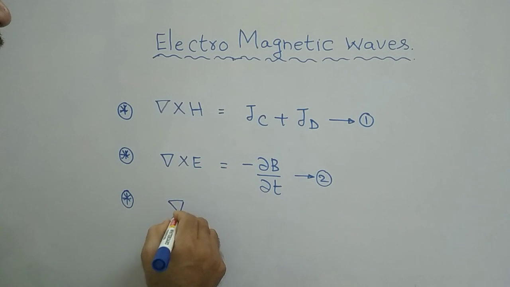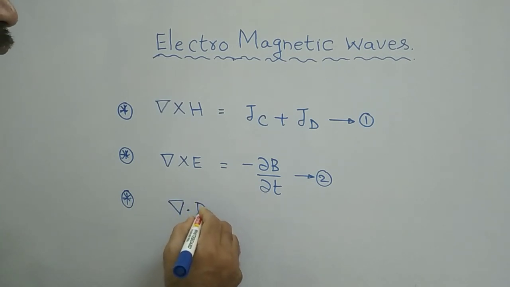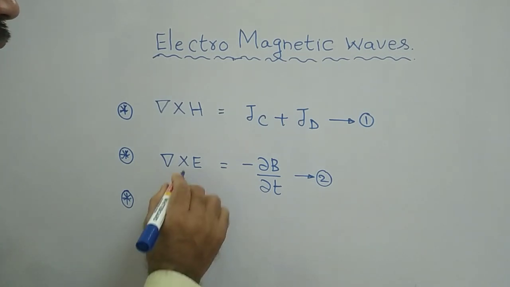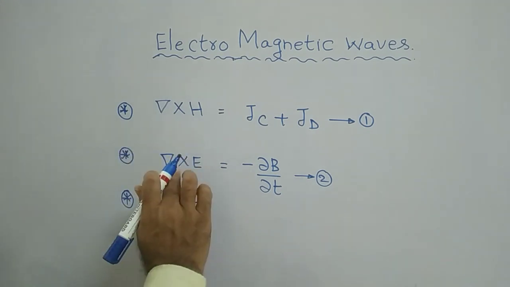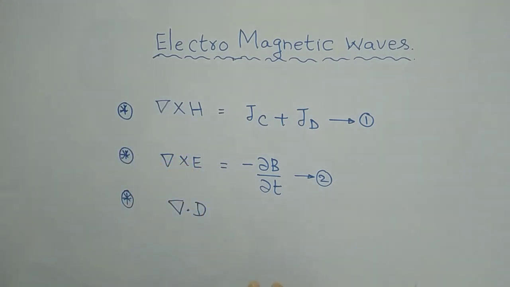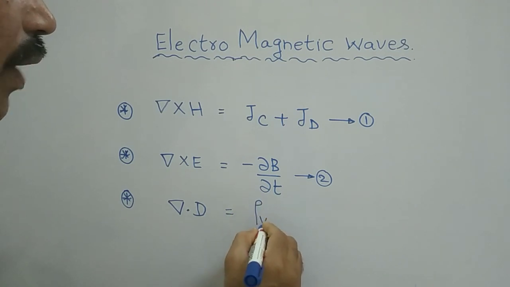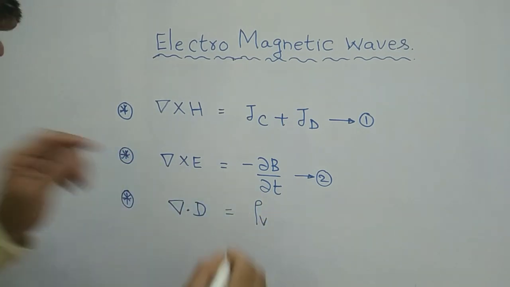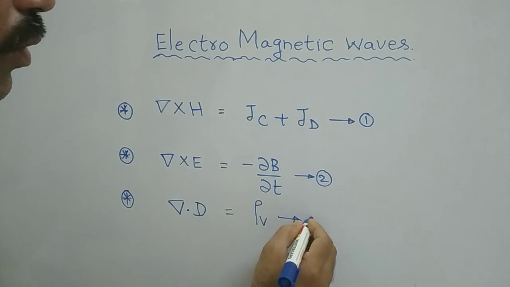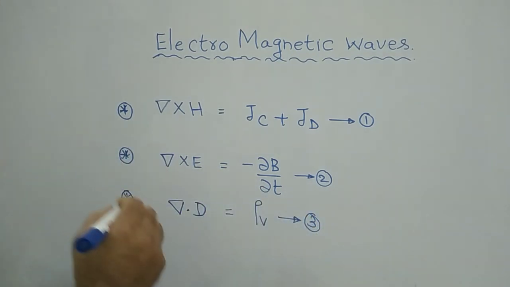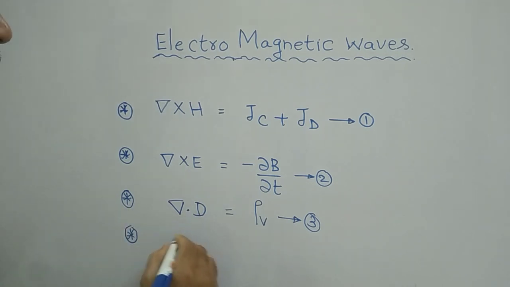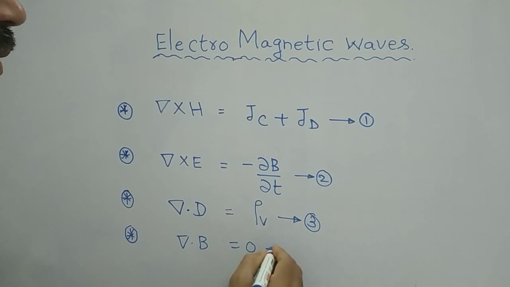According to Gauss law, the dot product of electric flux density. The cross mark is called curl. Therefore, del dot D is equal to rho suffix V, which is the volume charge density. That is equation number 3. And the fourth one is del dot B equal to 0.